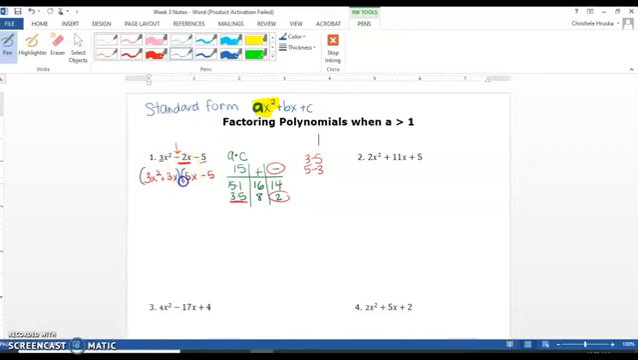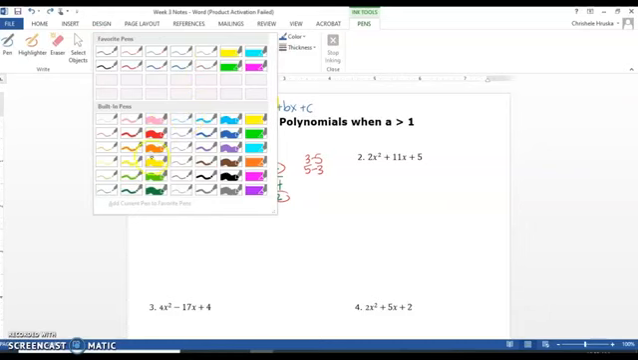Come on, pink. Oh, that didn't work. Let's do green. Bright green.